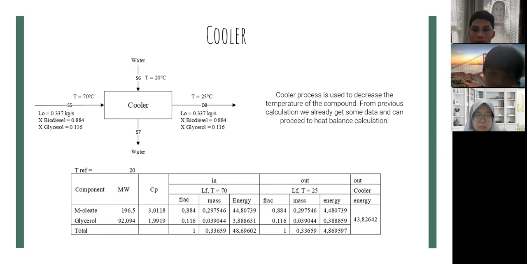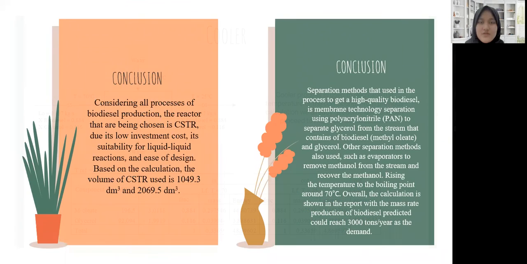Okay, next we have the cooler here. The main purpose of this cooler is to decrease the temperature of the compound, so when it goes to the membrane, it can separate with a good value. In the cooler, we already have some data from previous calculations. Then we can proceed to calculate the heat balance here. So we get the energy for the cooler is 43.82642 kilojoule.